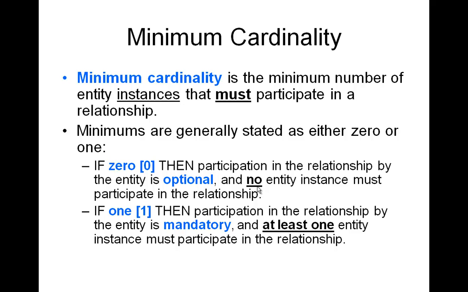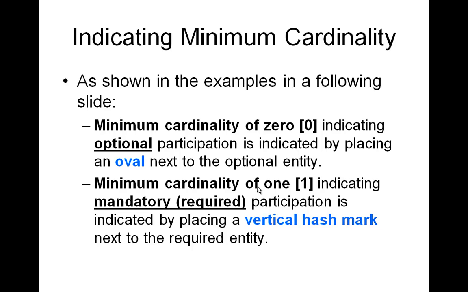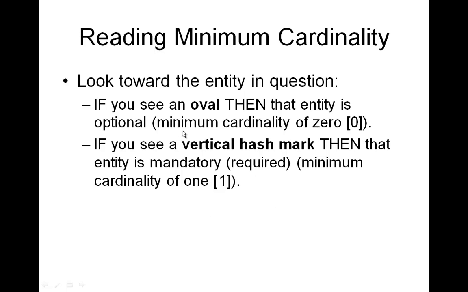We will see an example in the following slide how we can represent that in a graph. If it's a 0, it will be an oval. If it's 1, it's a vertical hash mark. So if you see an oval, then the entity is optional, and if you see a vertical hash mark, then the entity is mandatory. Again, look at the line here, and as you can see here, it's a mandatory to mandatory relationship.